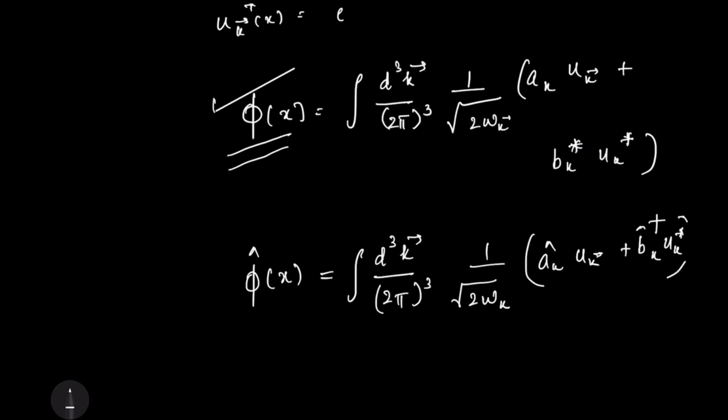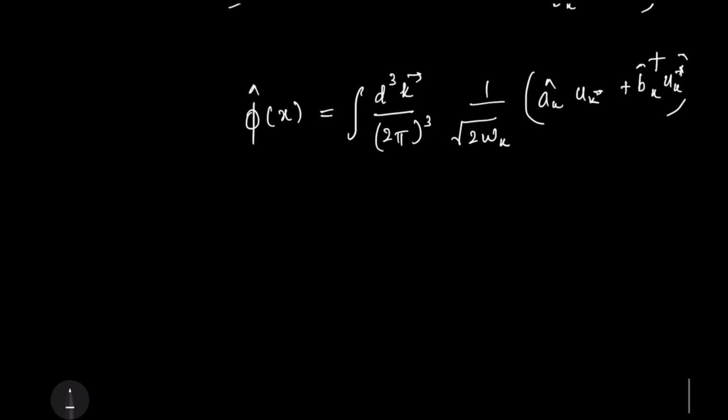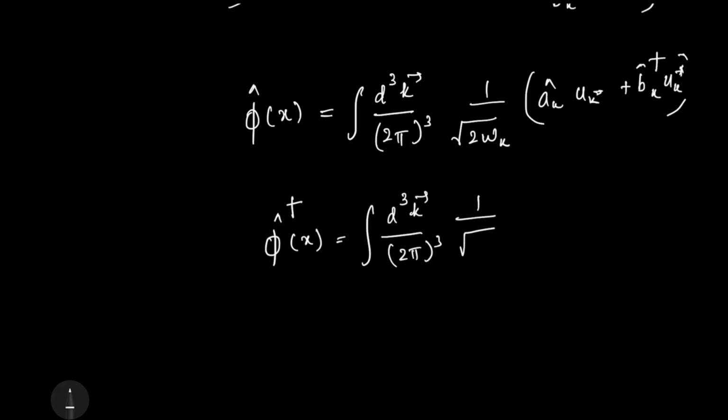Okay, so by taking the complex conjugate of phi, I will get phi dagger of x. So here phi is not Hermitian, therefore phi is not equal to phi dagger. So what is phi dagger? Phi dagger is equal to integral d cube k by 2 pi cube 1 by root of 2 omega k, ak dagger uk star plus bk uk. This is the phi dagger.